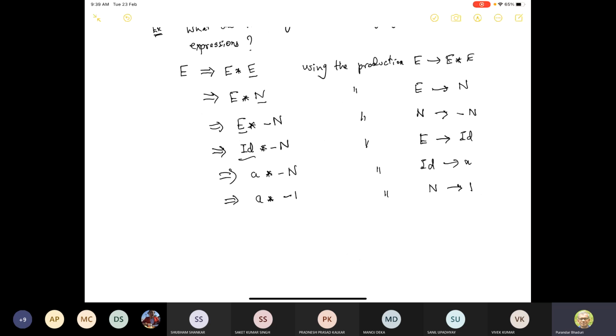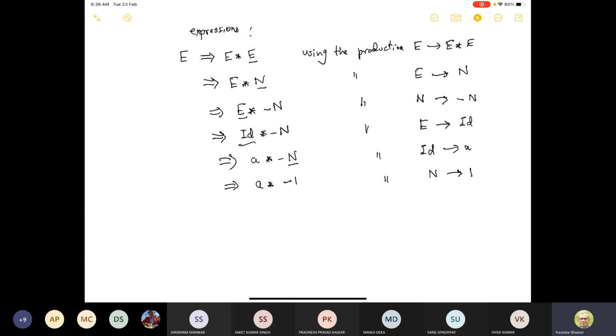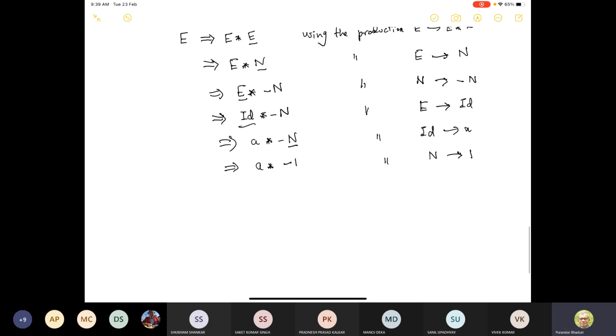Okay, so a derivation is simply a sequence of steps where we start with the start symbol, and at each step we replace a variable by the right hand side of a production for the same variable, right? So here we replace this variable here, right? Okay, so here are the formal definitions.